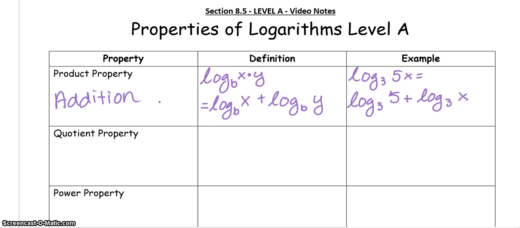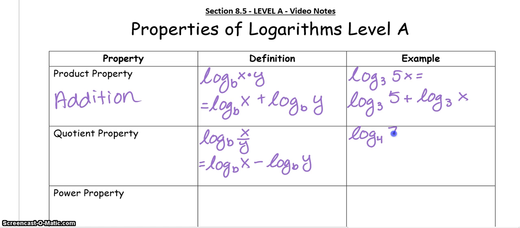Now our next property is the quotient property. The definition for the quotient property is that if we have log base b of x over y, that is the same thing as doing log base b of x minus log base b of y. So for example, if I had the log base 4 of 7 over 6, that would be the same thing as the log base 4 of 7 minus the log base 4 of 6. So the important thing to remember for the quotient property is that it becomes subtraction.